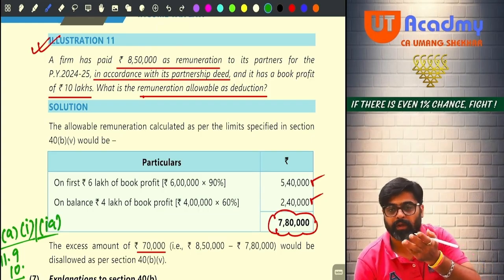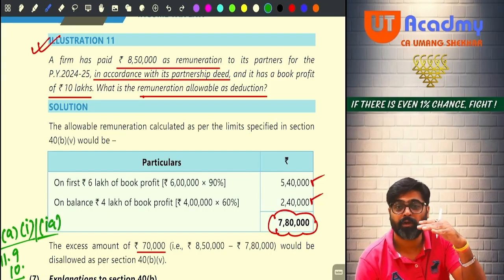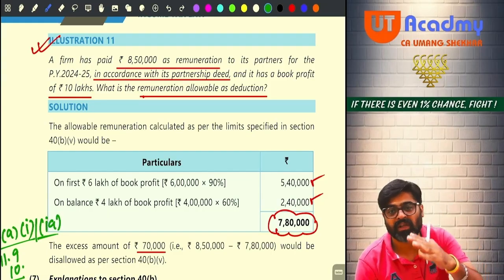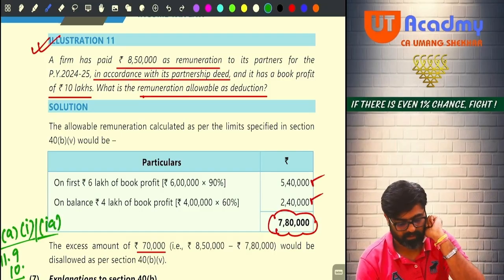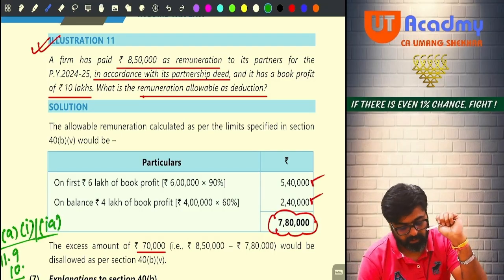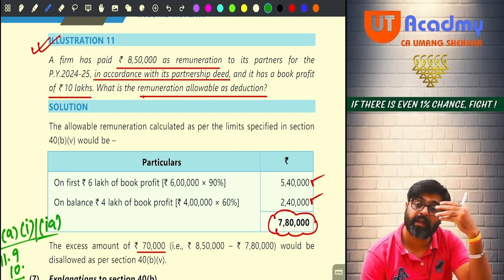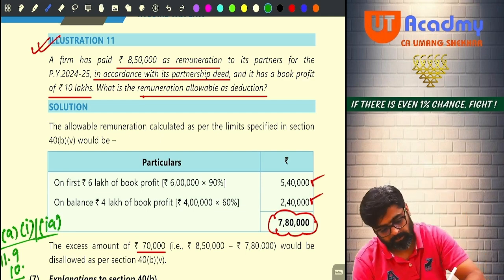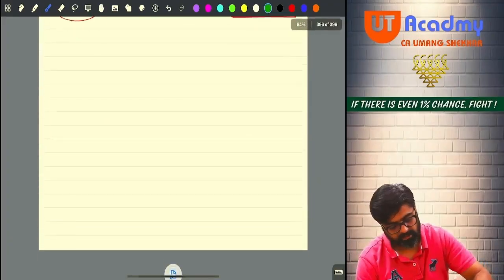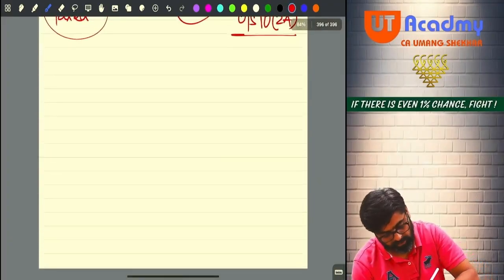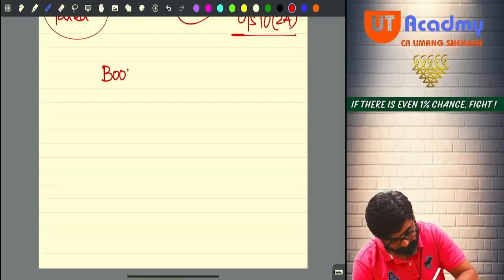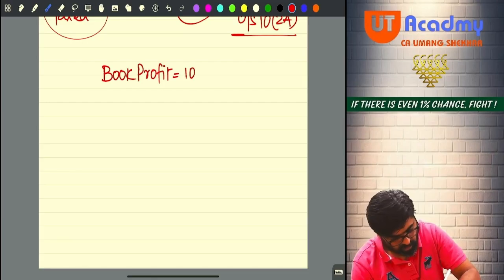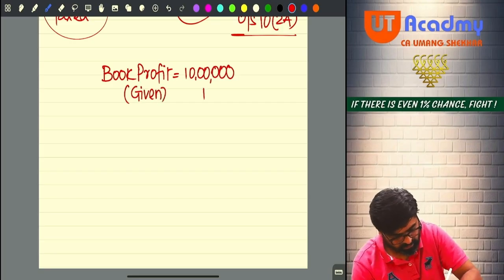See how good your examiner is. He is not telling you to calculate book profit. He himself has calculated that book profit. Now considering that book profit, what is the remuneration allowable as deduction? Sir, book profit is how much, sir? Book profit is 10 lakhs, sir. Did you calculate or it is given in the question? It is already given in the question, sir.